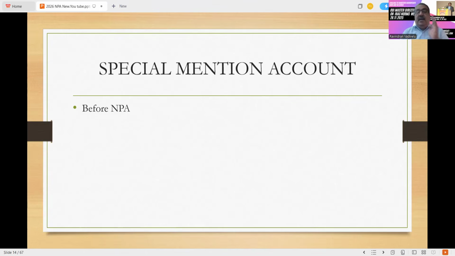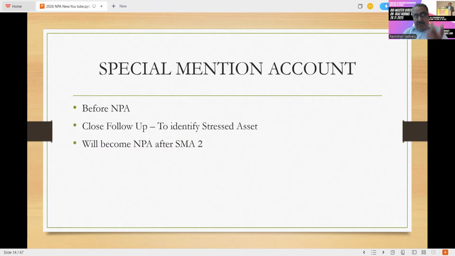So before becoming NPA, this exercise has to be done, and the bankers will closely start to monitor, because it is called a stress asset, as there is an overdue beyond the due date. So definitely bankers will put a lot of pressure to make that account come out of the stress stage. So it will become NPA after SMA 2.